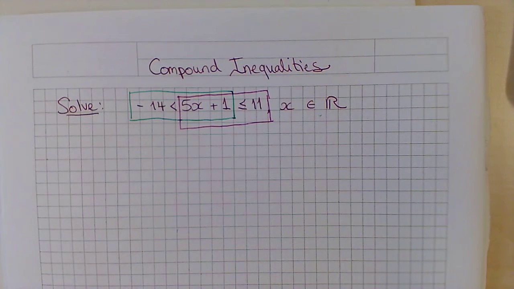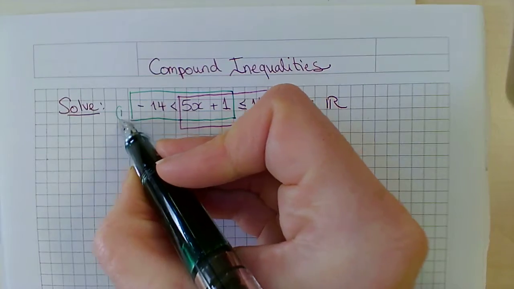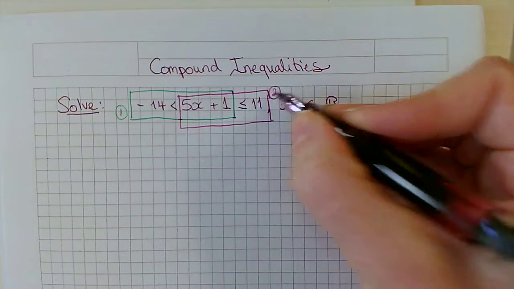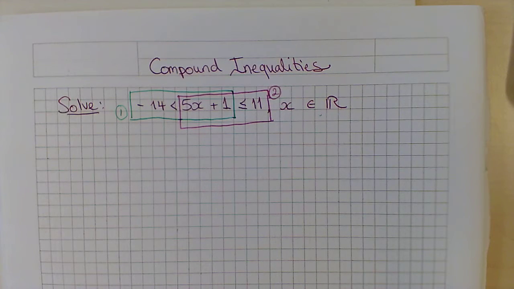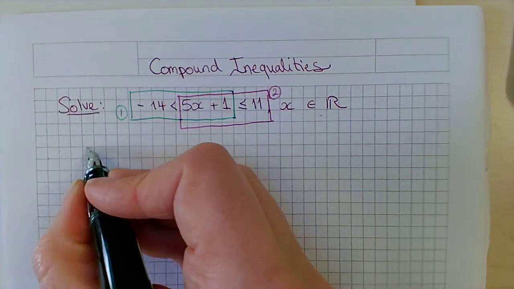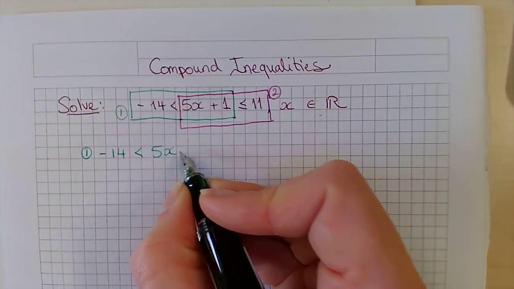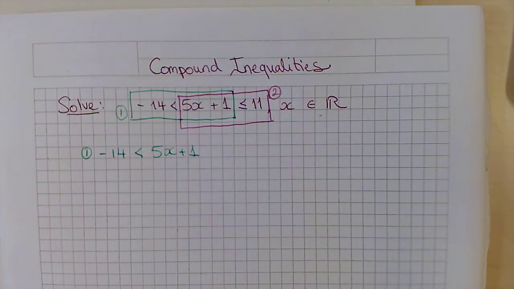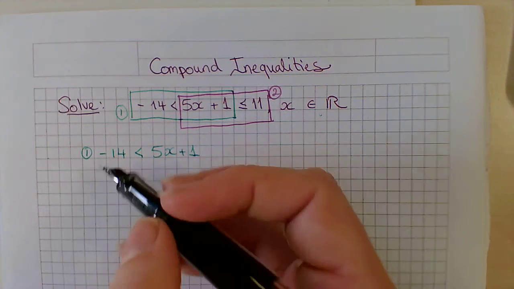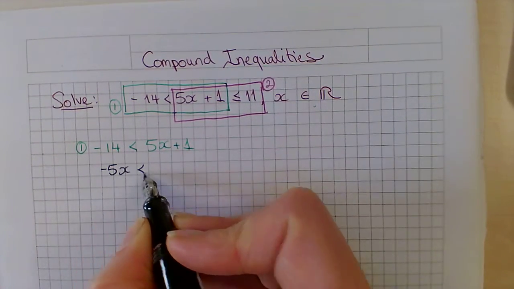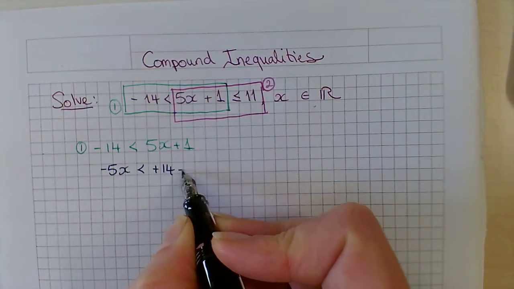But minus 14 is less than 5x plus 1 is one piece of information. And then 5x plus 1 is also less than 11. That's my second piece of information. And I take them each in turn and I solve them piece by piece. So minus 14 is less than 5x plus 1 is the first thing that I'm going to try to solve. And we solve this the way that we did the practice yesterday. Treat the inequality symbol like an equals, letters left, numbers right, and when you change sides, you change signs.